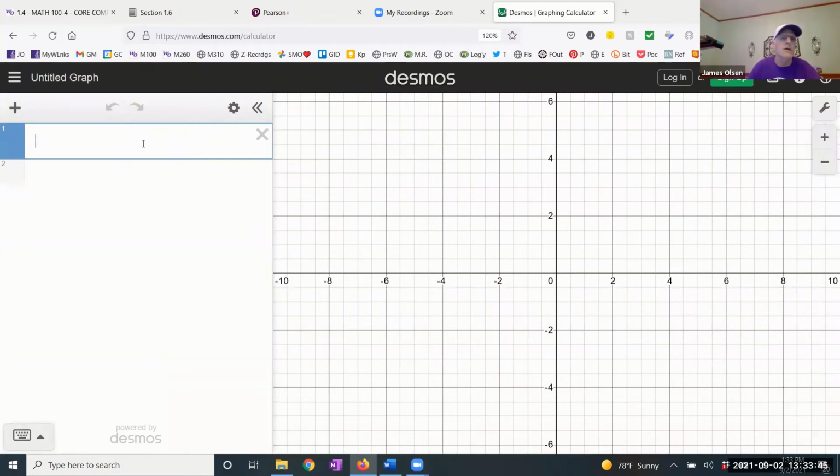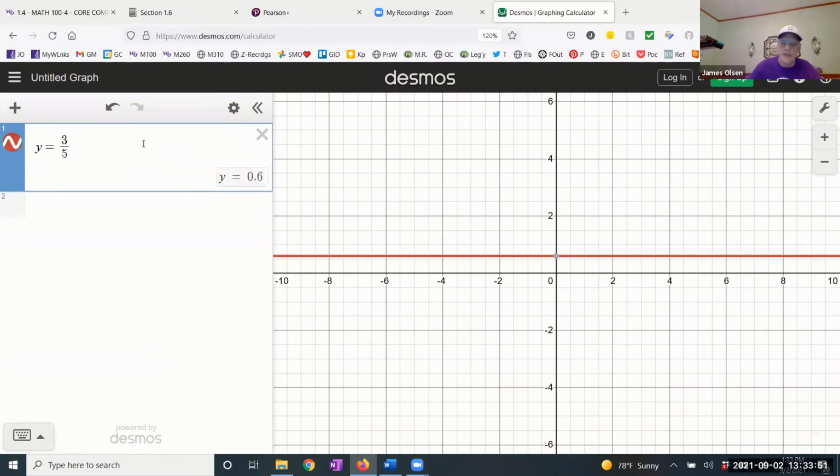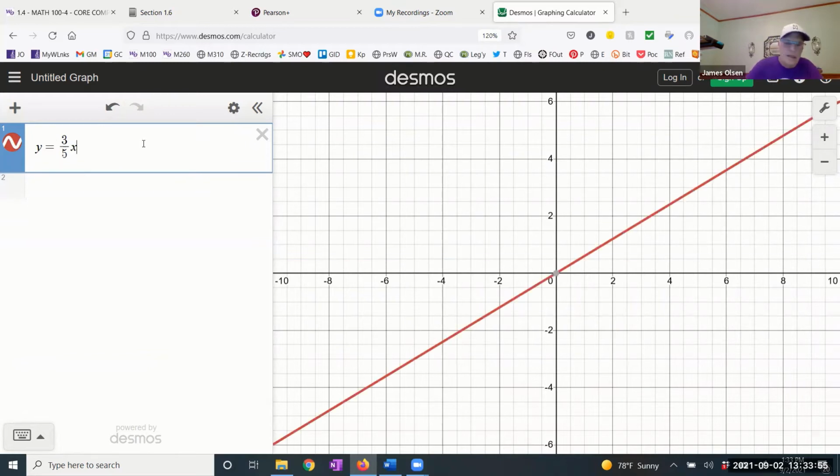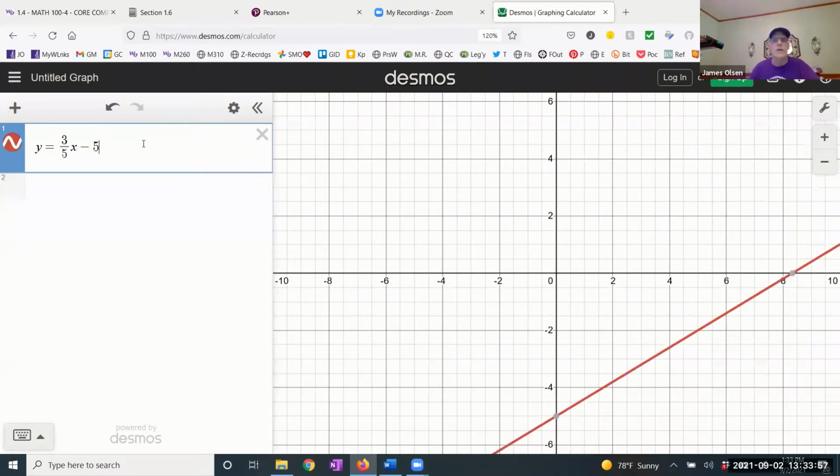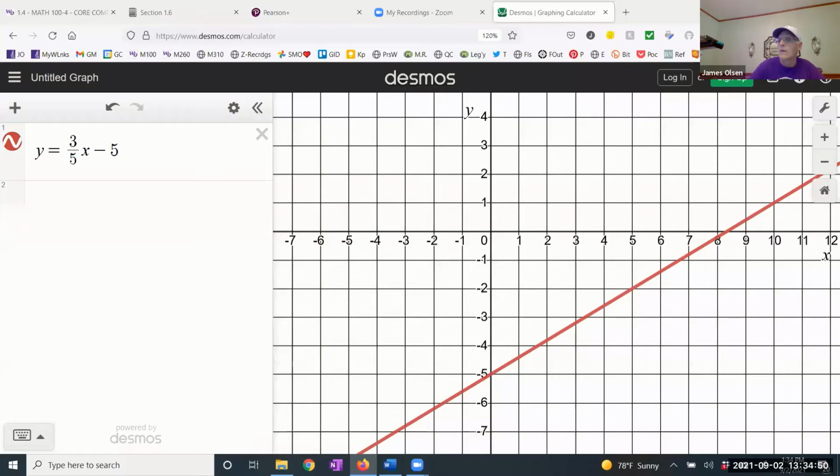And we're going to put in our equation. Nice thing about Desmos is you don't have to use any menus or anything. No drop-down menus to figure out. We put in our equation, and we check to see if it is correct. We're going to be checking this against the original conditions of the problem.